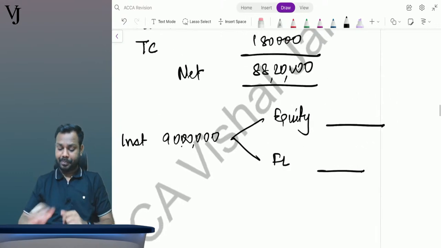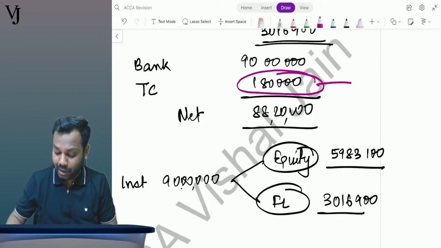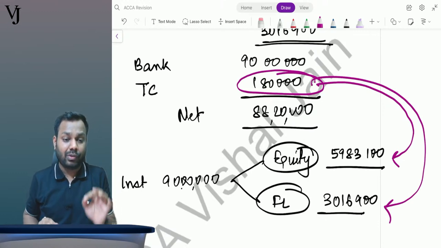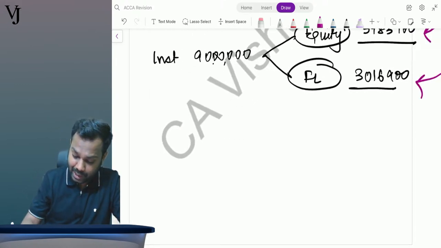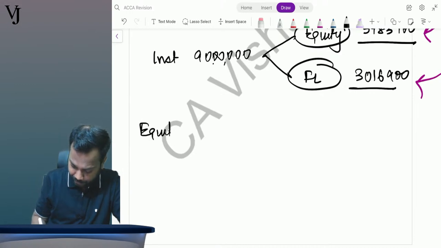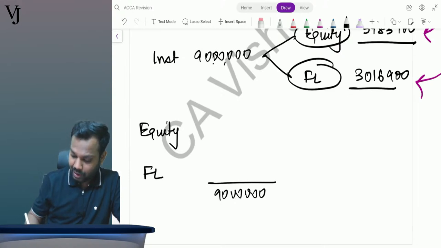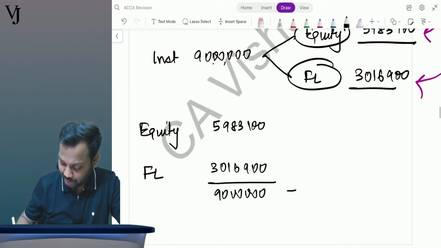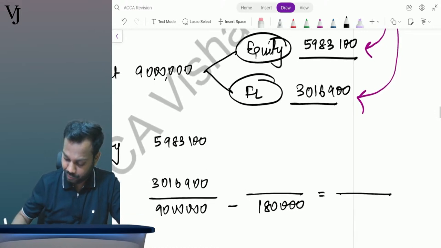Now understand. This transaction cost of 180,000 has to be allocated to the equity and to the financial liability in the ratio of their allocated amounts. So what is the net FL and net equity? Understand, your equity and financial liability before transaction cost is 9 million, right? And it is valued at 5983100 and 30169000. Now your transaction cost is 180,000, right?